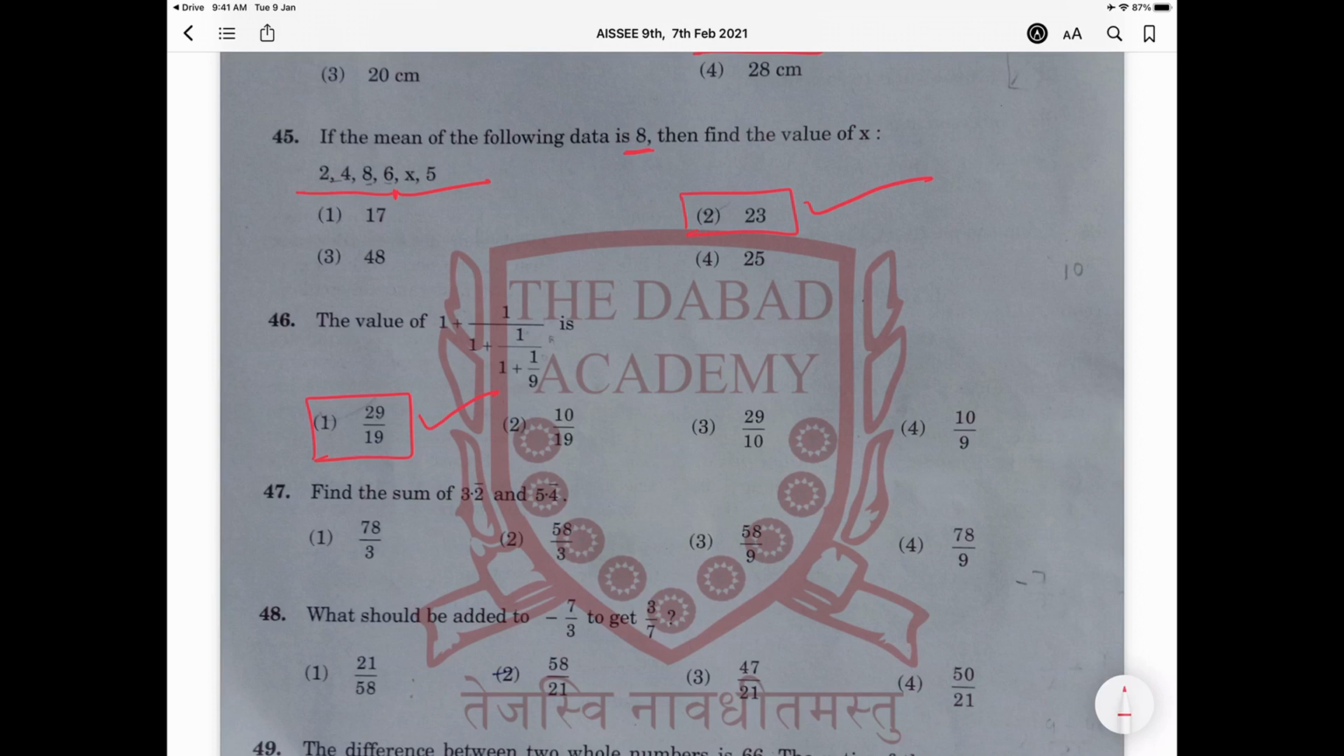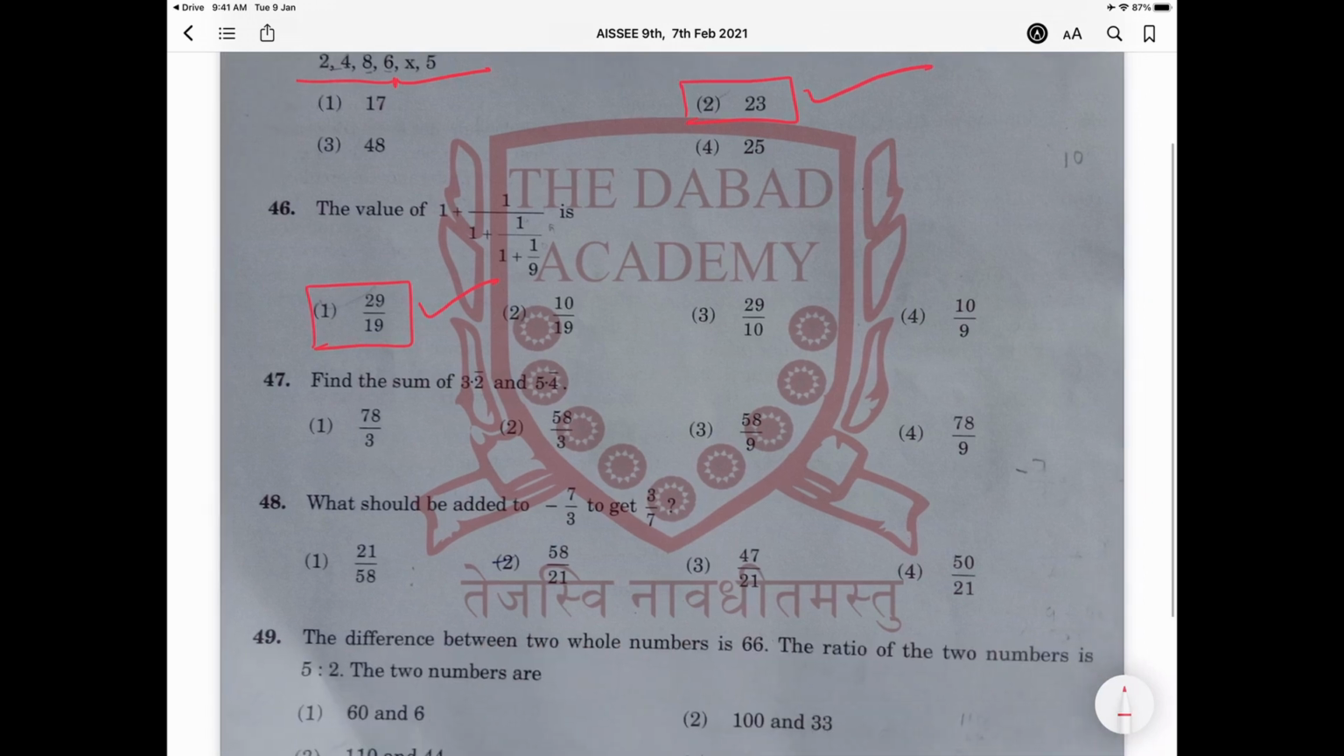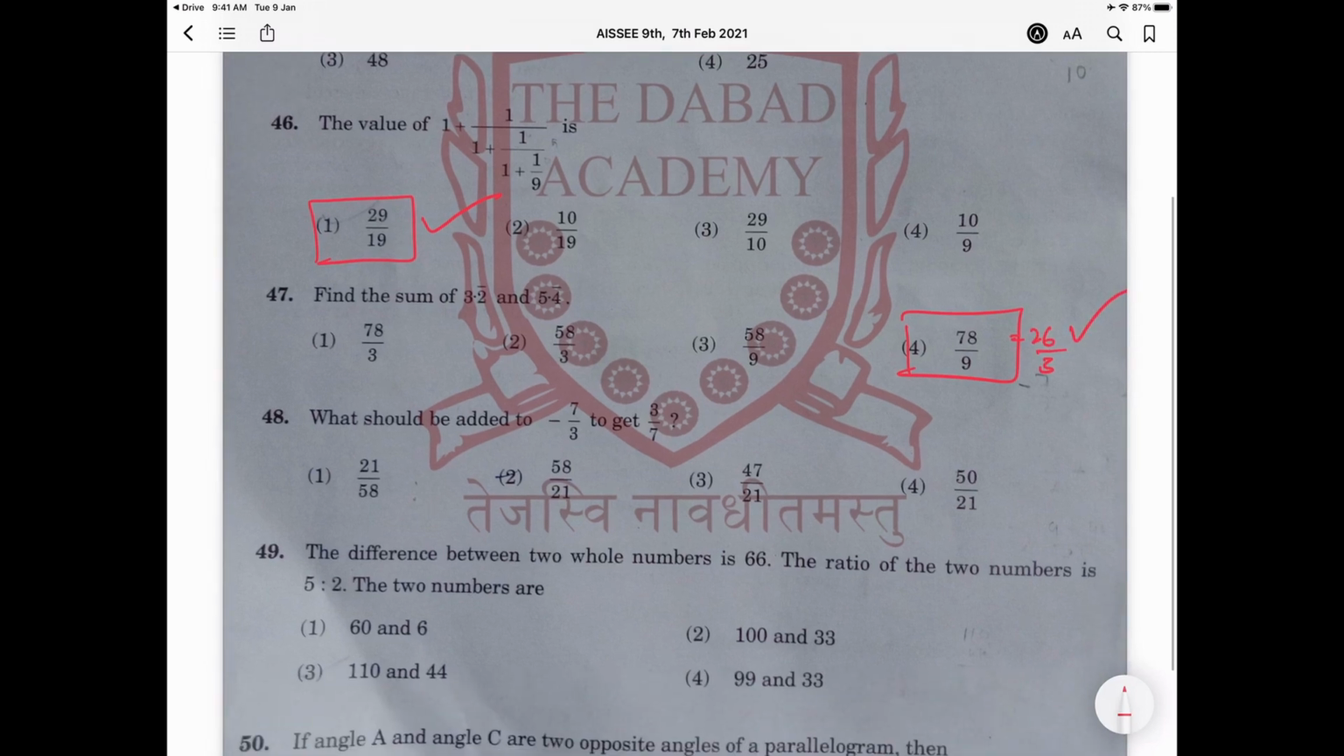In 47, what is the sum of 3.2 repetitive and 5.4 repetitive? So upon solving these, the answer obtained is 26 by 3. 78 by 9, if we cut it, it would be 26 by 3. So option number 4 is correct.